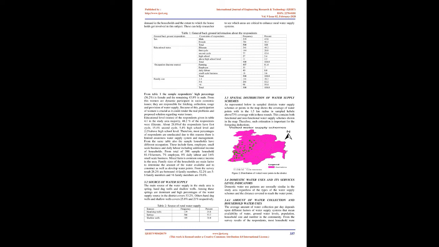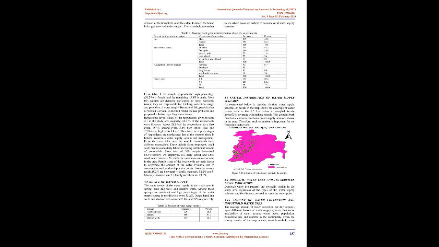From the same table, the sample households also have different occupations. These include farming, employee, small-scale business and daily labor, including additional income of households. From a total of 500 sample households, 81.4% are farmers, 7% employees, 8% daily laborers and 3.6% small-scale business. Mixed farming is the common source of income in the area.